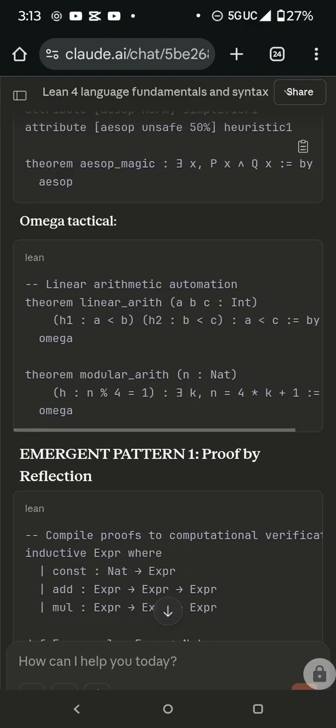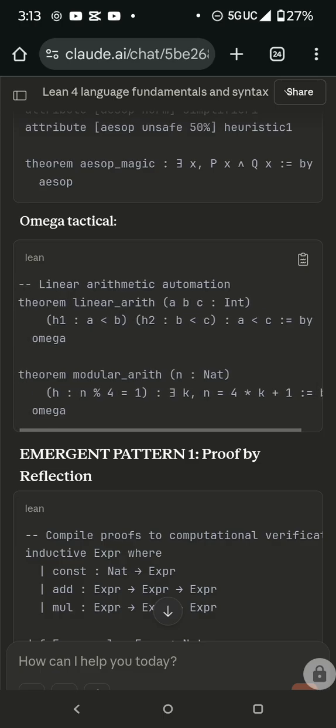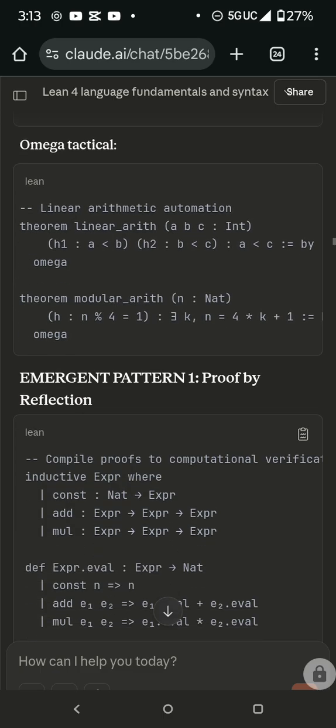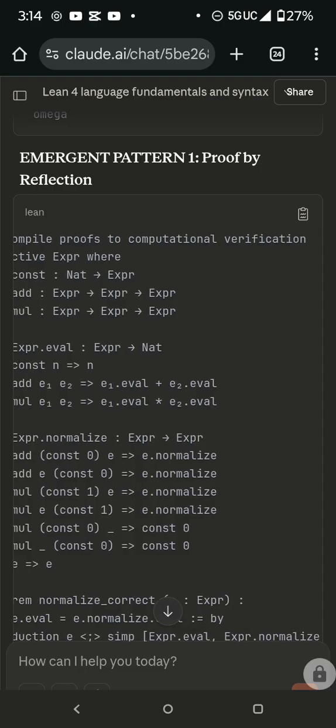Omega tactic, linear arithmetic automation. All these theorem examples as shown using this omega, which I haven't seen much of, right? Here now, it actually changes its wording. Now it tells us emergent, you see, pattern number 1. Is it really emergent? Tells us we can make proof by reflection. As a note, it says compile proofs to computational verification.